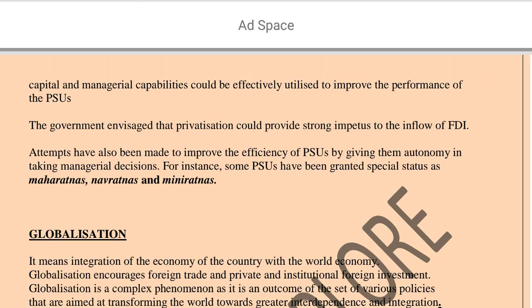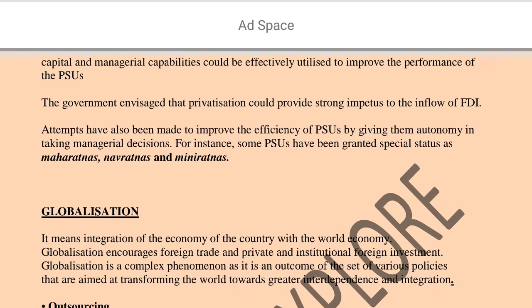of the industries, of the capital and managerial capabilities, to utilize their efficiency and improve the performance of public sector undertakings, which in short we call PSUs or PSEs, meaning public sector enterprises. Both are the same thing. Then the government envisaged that privatization could provide strong impetus to the inflow of FDI. Attempts have been made to improve the efficiency of PSUs by giving them autonomy in taking managerial decisions. For instance, some PSUs have been granted special status as Maharatnas, Navratnas, and Miniratnas.